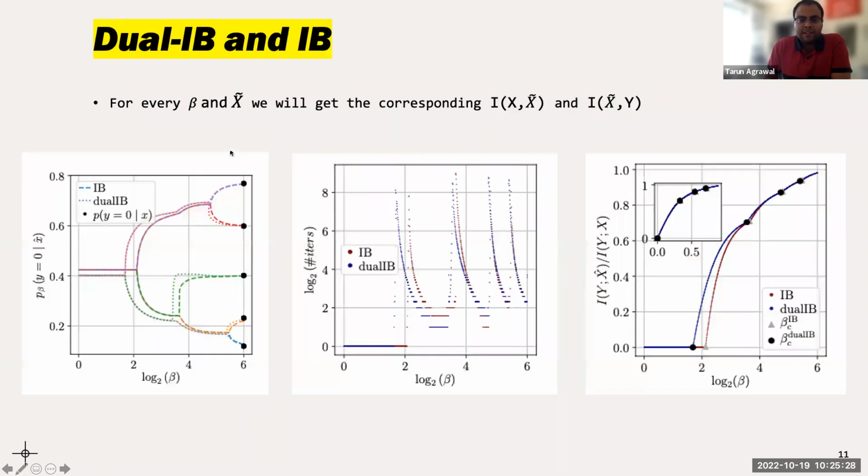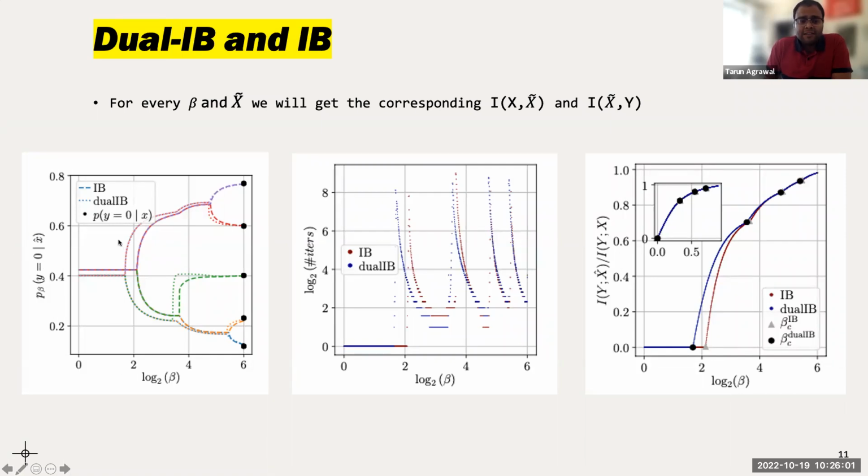And then Satish Bhai gave a few examples. This problem is very small. They started with 5 inputs. It was a 5-input x and 1 binary output y, which is 0 or 1. If you focus on this left figure, the x-axis represents beta, the Lagrangian multiplier, and the y-axis represents the probability of y equal to 0.